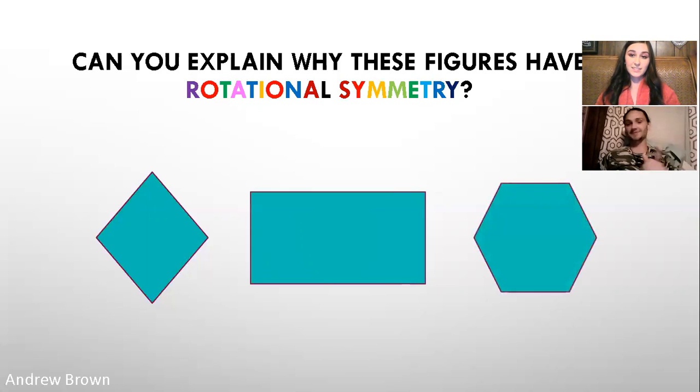So last, we have a hexagon. A hexagon also matches up perfectly after the rotation. So this is how you know that each of these figures have rotational symmetry. Because of the 180 degrees, they always line up right where they started. Yeah, looks like it's never even rotated. That's really cool. Yeah, really neat, really neat.